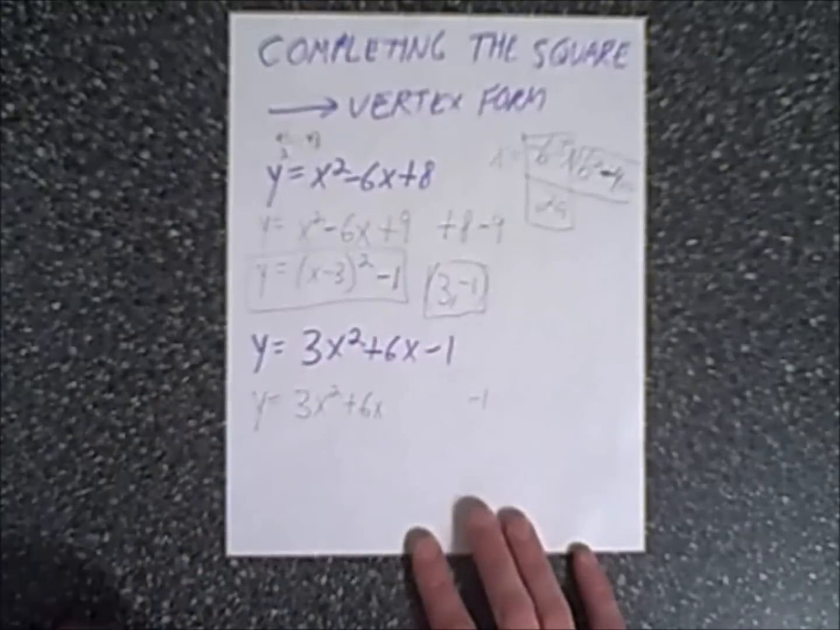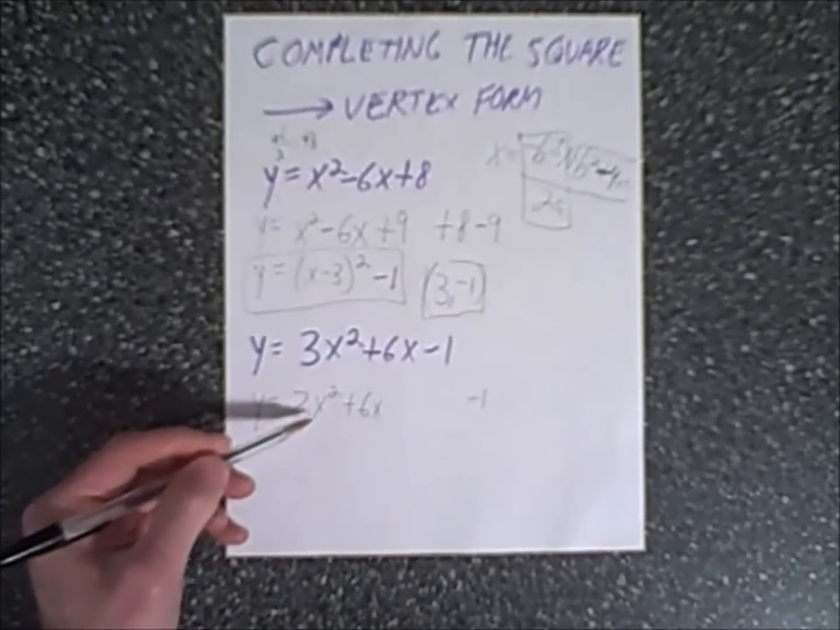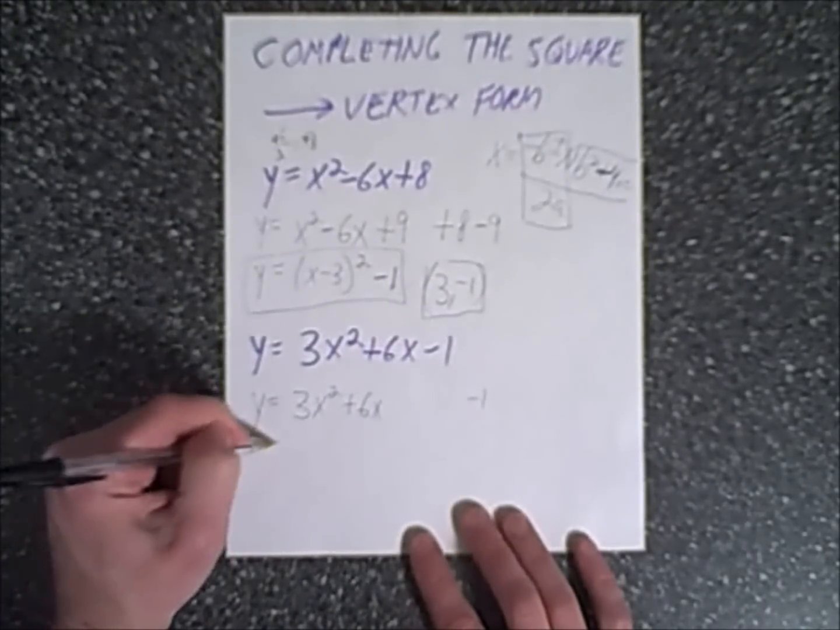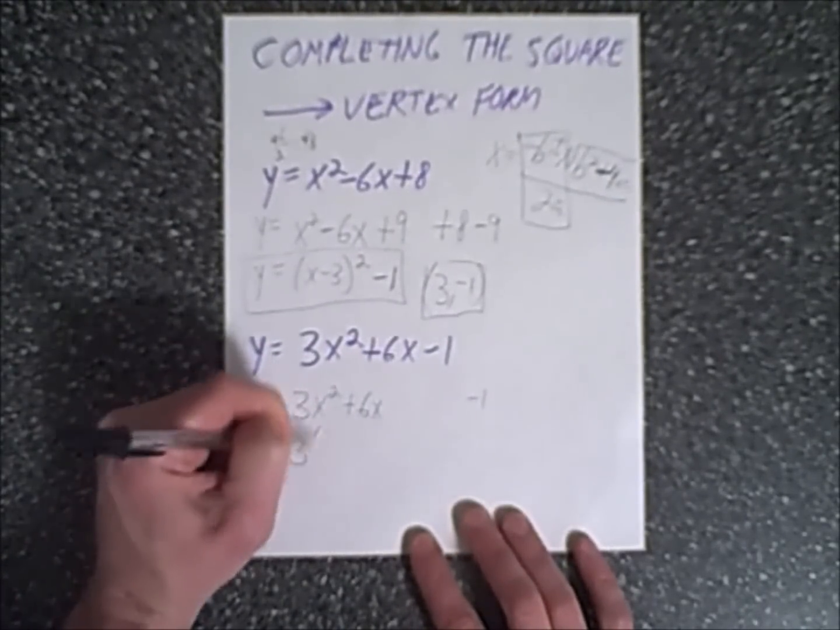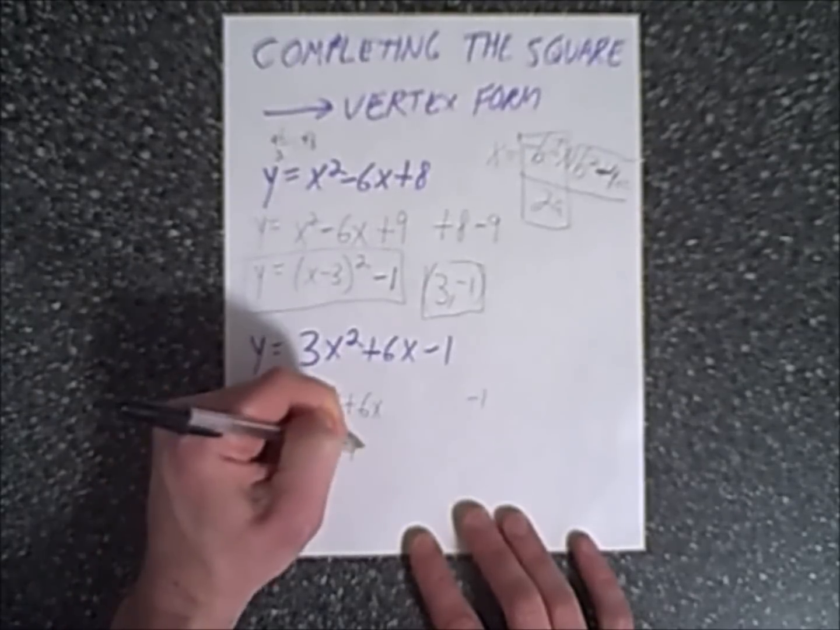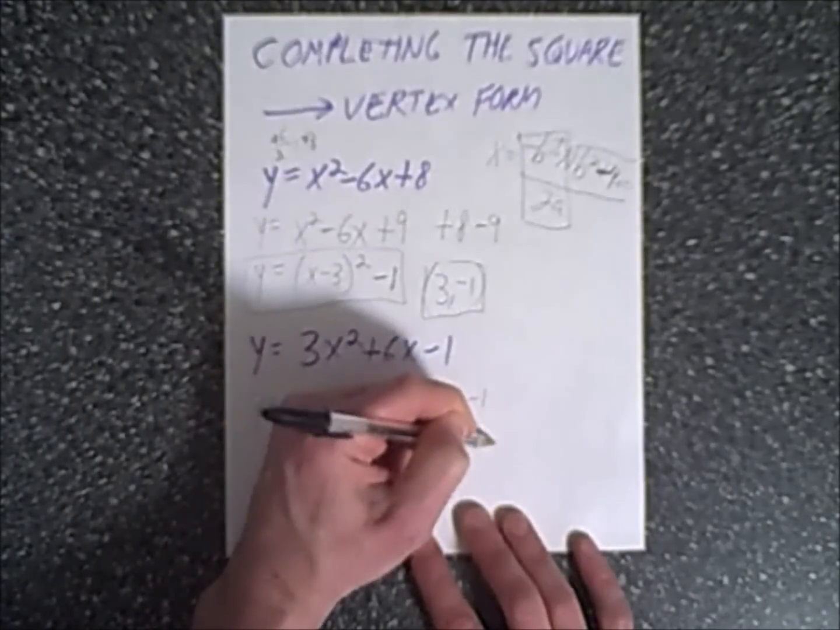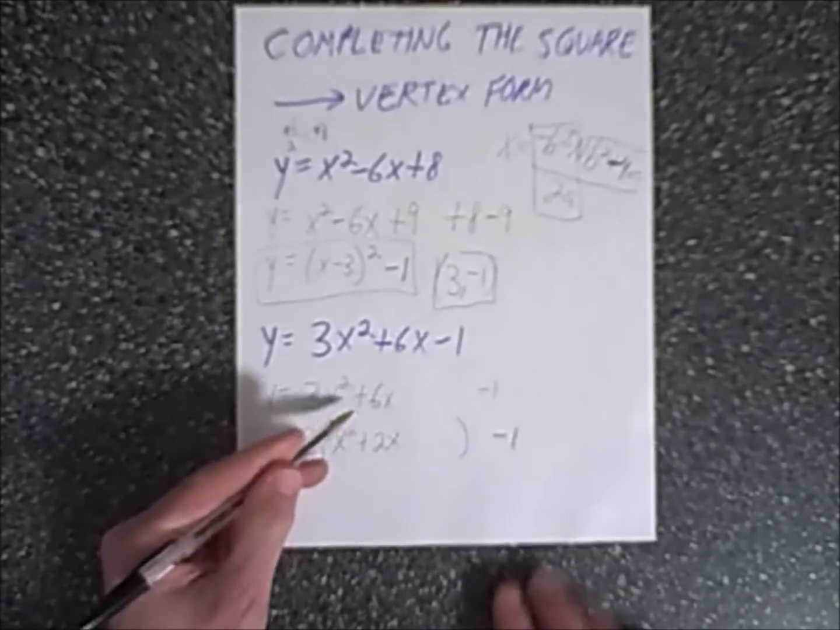Put the negative 1 over here. And since the coefficient is not 1, I'm going to make it 1. So let's factor out 3. And we get 3 times x squared plus 2x. And still the minus 1 is over here. So we factor the 3 out.